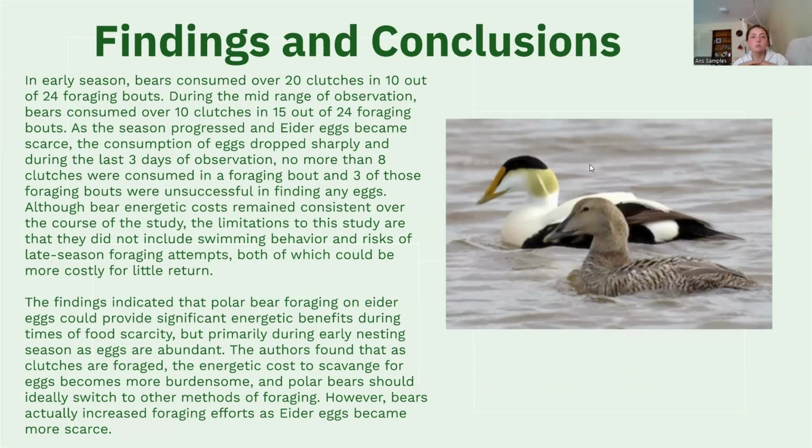In the early season, the bears consumed over 20 clutches in 10 out of 24 foraging bouts. Foraging bouts is what they call the foraging behavior. During the mid-range of observation, the bears consumed 10 clutches in 15 out of the 24 foraging bouts. And as the season progressed, the eider eggs declined because they're all getting eaten up. The last 3 days of observation were hard. They were bad for the polar bears. No more than 8 clutches were consumed in any singular foraging event, and out of all of those, 3 foraging bouts were unsuccessful as a whole.